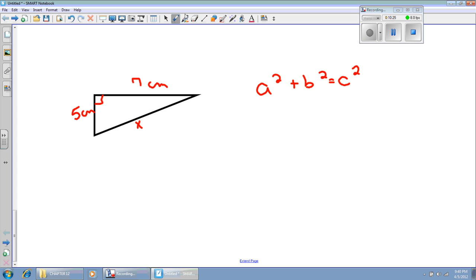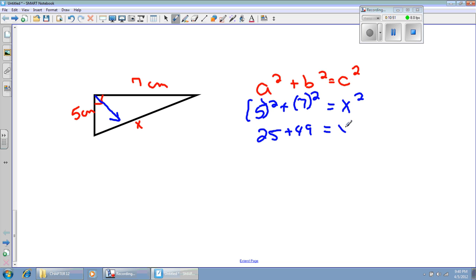And the first thing I do is identify which side c is. Go to my right angle, draw an arrow, boom, c this time is the variable. I'll fill that in. Okay, I'll have 5 squared, use some parentheses there, plus 7 squared. Well, that's 25, and that's 49, and that's still x squared. And 25 and 50 will be 75, so this will be 74 equals x squared, right?